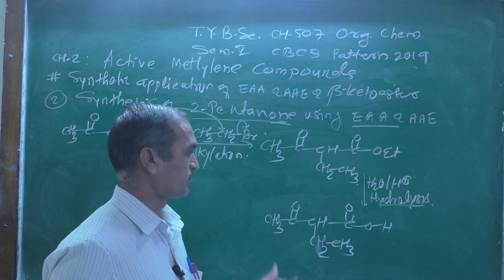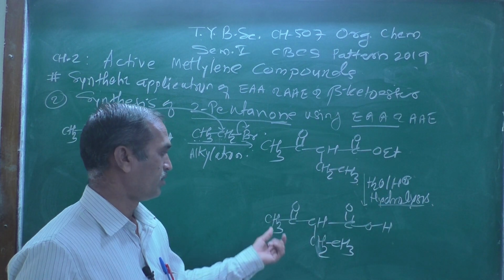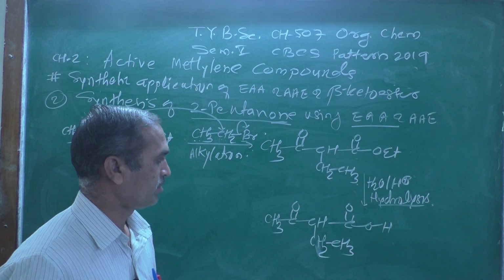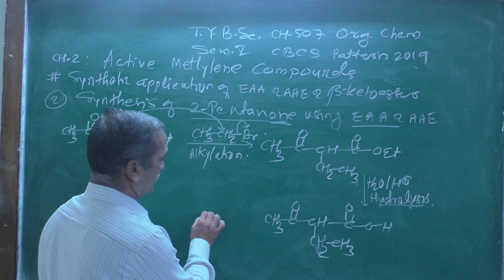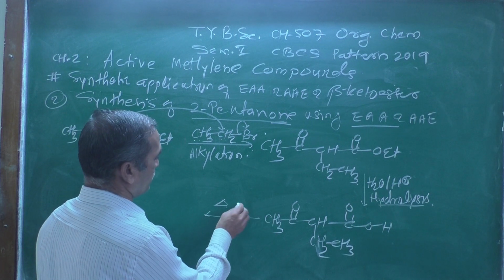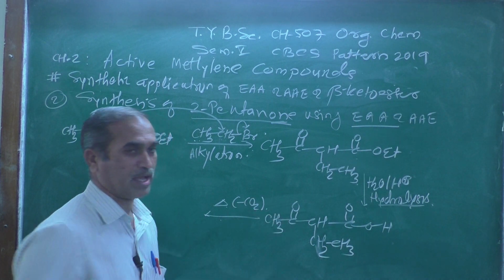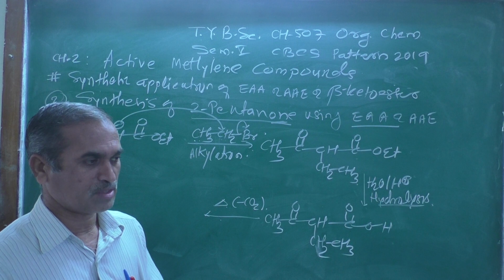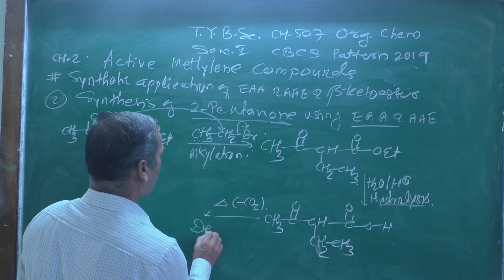And now after getting that beta keto acid, there is one process: just heat it, and after the heating there is an elimination of carbon dioxide, and that process is known as decarboxylation.